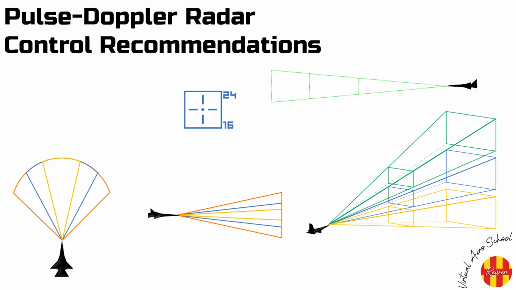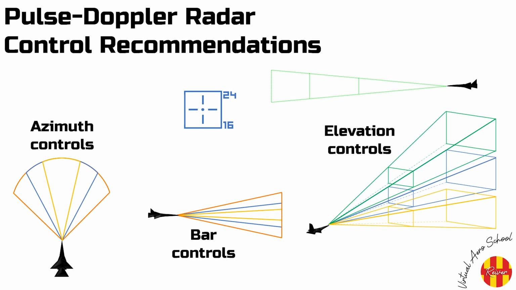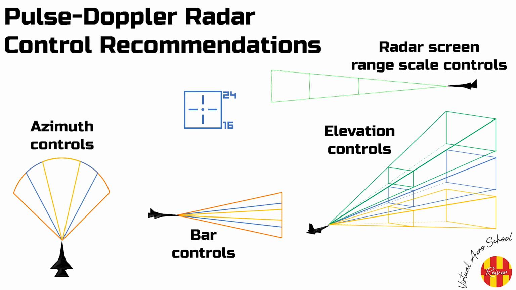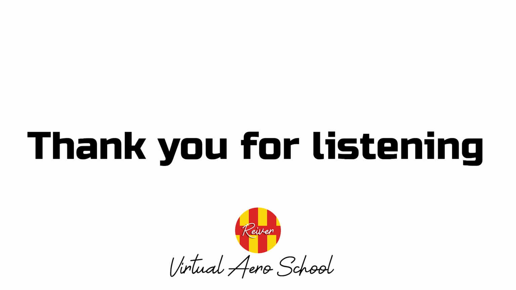In terms of control, I recommend that you have bound to your keyboard or HOTAS controls for adjusting the azimuth, the number of bars, the antenna elevation, the radar screen range scale, and importantly, controls to move your target designator. By combining and mastering these, you will set yourself on course to becoming a good interceptor. Thank you for listening, and let's see how these concepts apply to the Mirage 2000C.